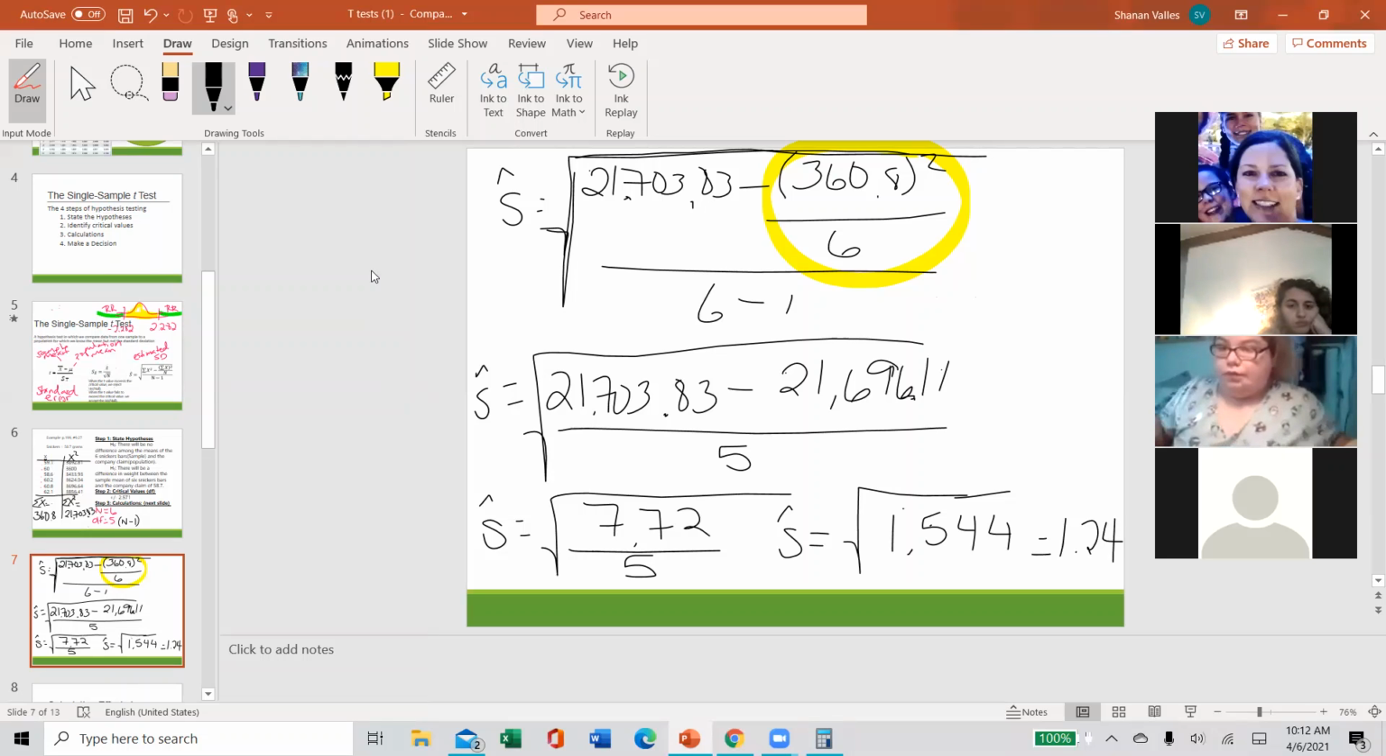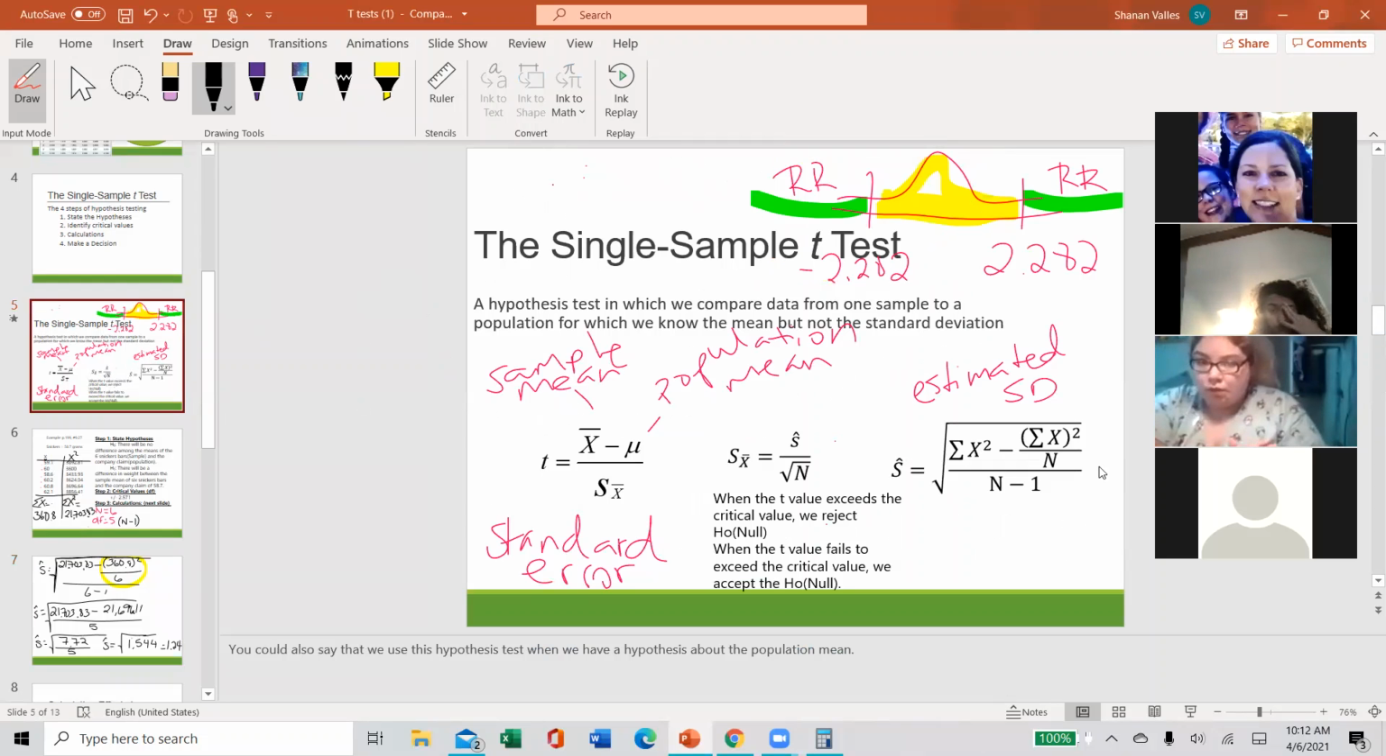$1.24. All of that work for that little number, right? Standard deviation. This is our estimated standard deviation, 1.24. So we now have all of that work, and we now have this value right here. And so now we can fill it in here. This one's easy, easy little formula. And then we'll get this number, and then we can finally do our t-test, okay?